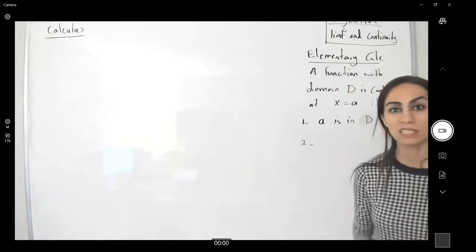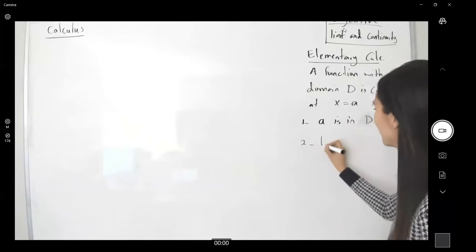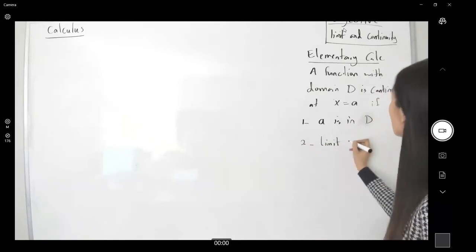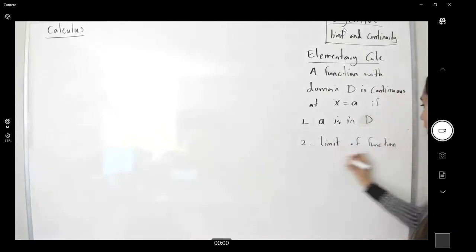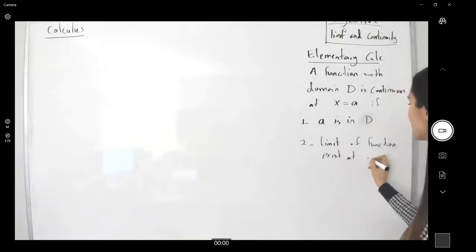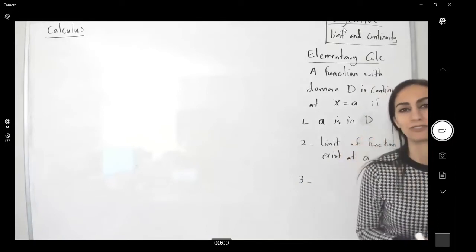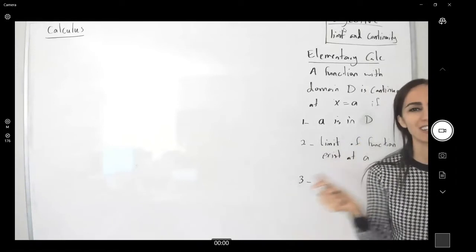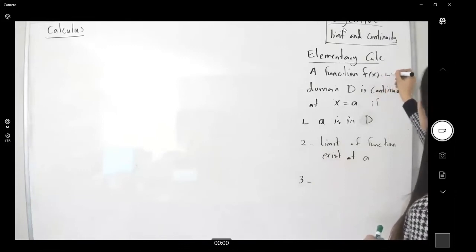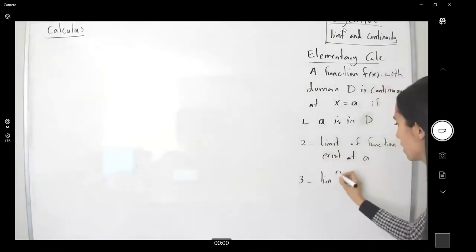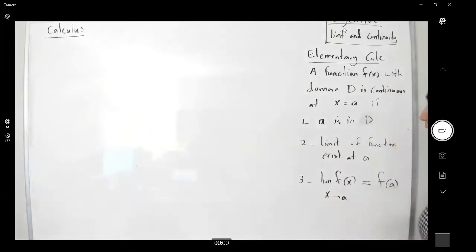Two, the limit of the function must exist at that number. The limit of the function exists at A. And three, the limit of the function and the value of the function are the same. So let us write down the function f of x. The limit of the function as x approaches A is the same as the y value of the function when you plug in A.